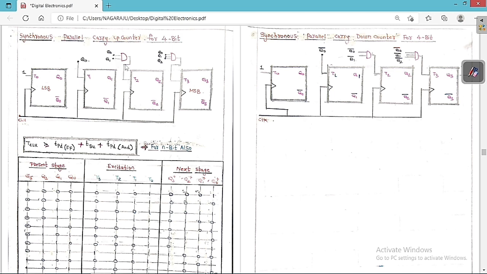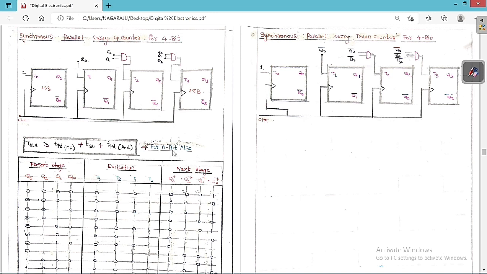It is also doing the carry up operation, meaning 0, 1, 2, 3 like that. So this is called the carry up counter for 4 bit. This is the circuit that we are going to get. Listen carefully here. This is called the LSB, and this is 1. T1 is equal to Q0, T2 is equal to Q1 into Q0, and T3 is equal to Q0 into Q1 into Q2. With the help of this circuit we get the carry up counter.